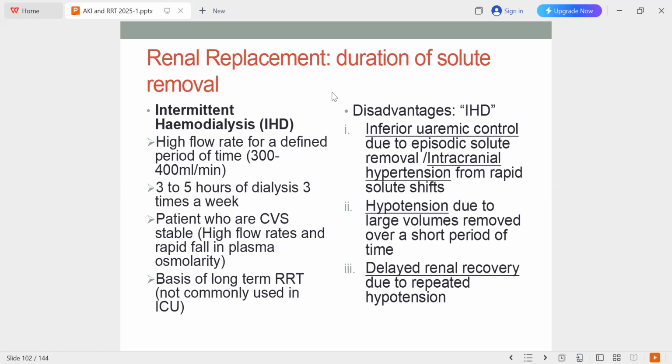This is due to episodic solute removal, all right? You can cause increased intracranial pressure from rapid solute shifts. IHD can also cause hypotension due to large volumes that are removed over a short period of time, which reduces venous return and cardiac output. Because of the repeated hypotension that ensues, we have delayed renal recovery. So just remember the disadvantages of intermittent hemodialysis, IHD.